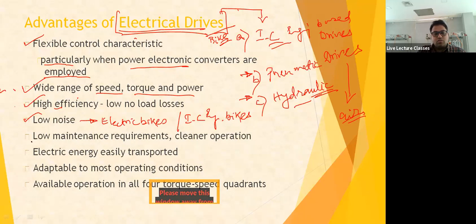So then there are low maintenance requirements. If you have an electric bike, electric car, scooter, anything, the maintenance issue is almost nothing. If you have an IC engine based bike, you will have to change the mobile oil after some kilometers. You'll have to change things like the chain sprocket after some kilometers. But if you have an electric one, you don't have the oil section also. Nothing is there. You just plug and play. Then cleaner operation is there, which means there is no exhaust coming out of those things.